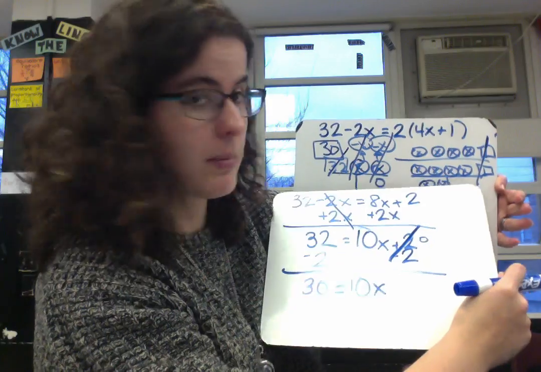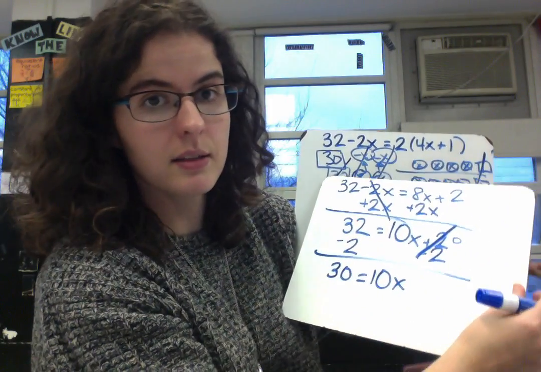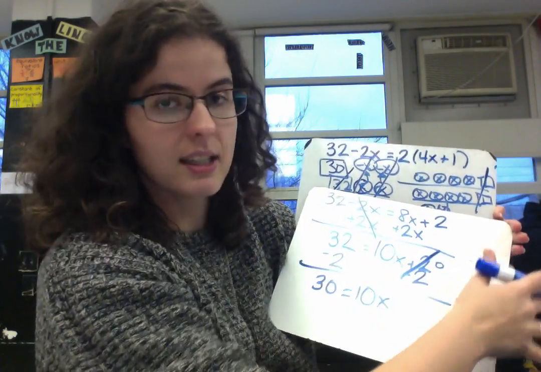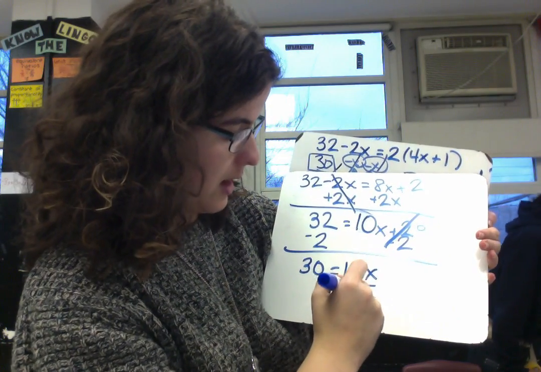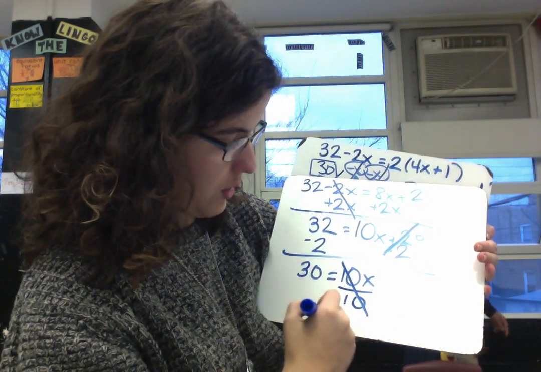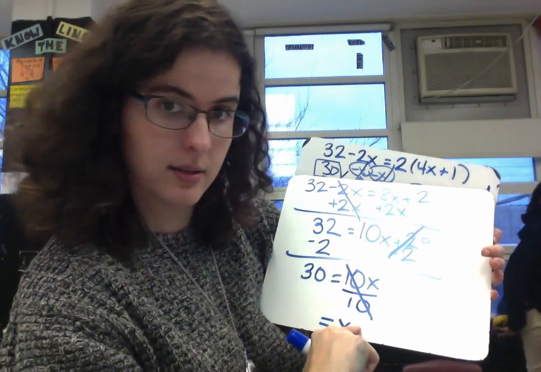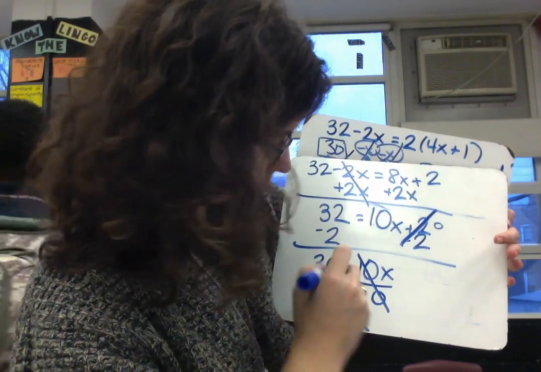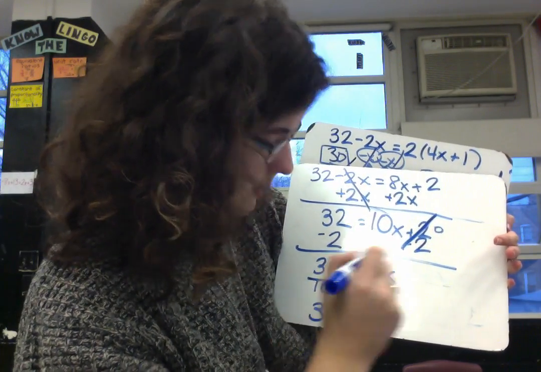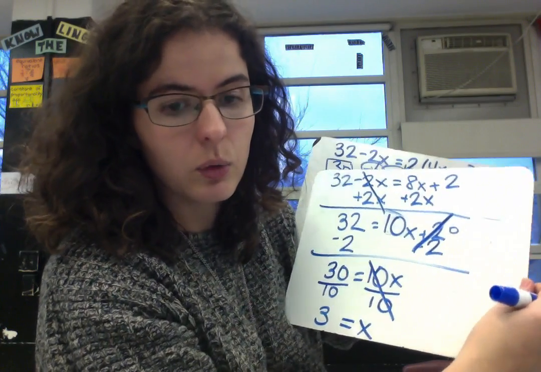Now I have 10 bags and 30 pennies. I want to split that into the 10 bags. So I'm going to divide by 10 so that I can figure out what is going to be in 1x. 10 divided by 10 is 1. 30 divided by 10 is 3. Once again, x is going to be equal to 3.